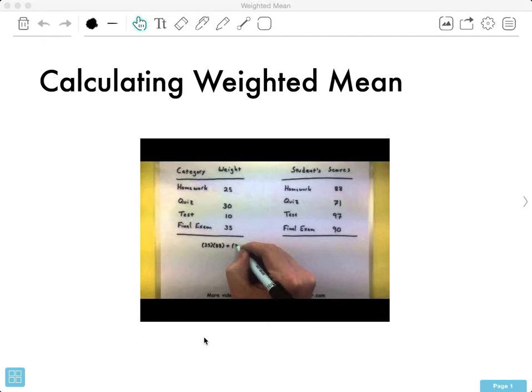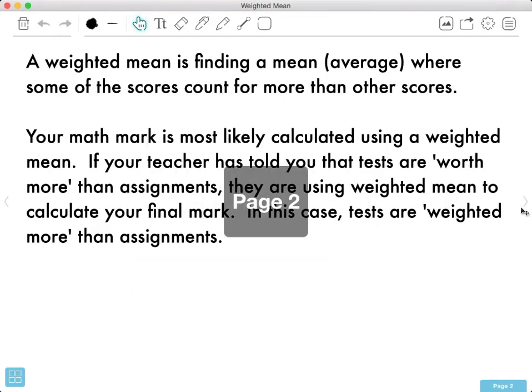This video is intended for students in Essential Math 40S in your statistics unit, and this is to help you out if you're having a bit of trouble with the formula. So a weighted mean is finding a mean, which is another way of saying the average, where some scores count for more than other scores.